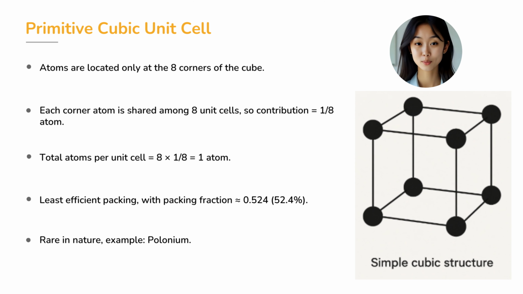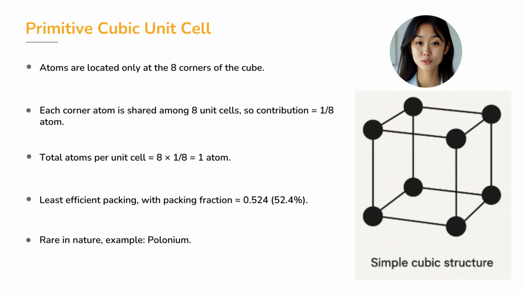In the simple cubic system, also called a primitive cell, atoms are positioned only at the 8 corners of the cube. But remember, these corner atoms are not entirely owned by one unit cell, each is shared with 7 neighboring cubes. That means each corner contributes only 1/8 of an atom. Multiply that by 8 corners and you'll see that a simple cubic unit cell contains just 1 atom in total.